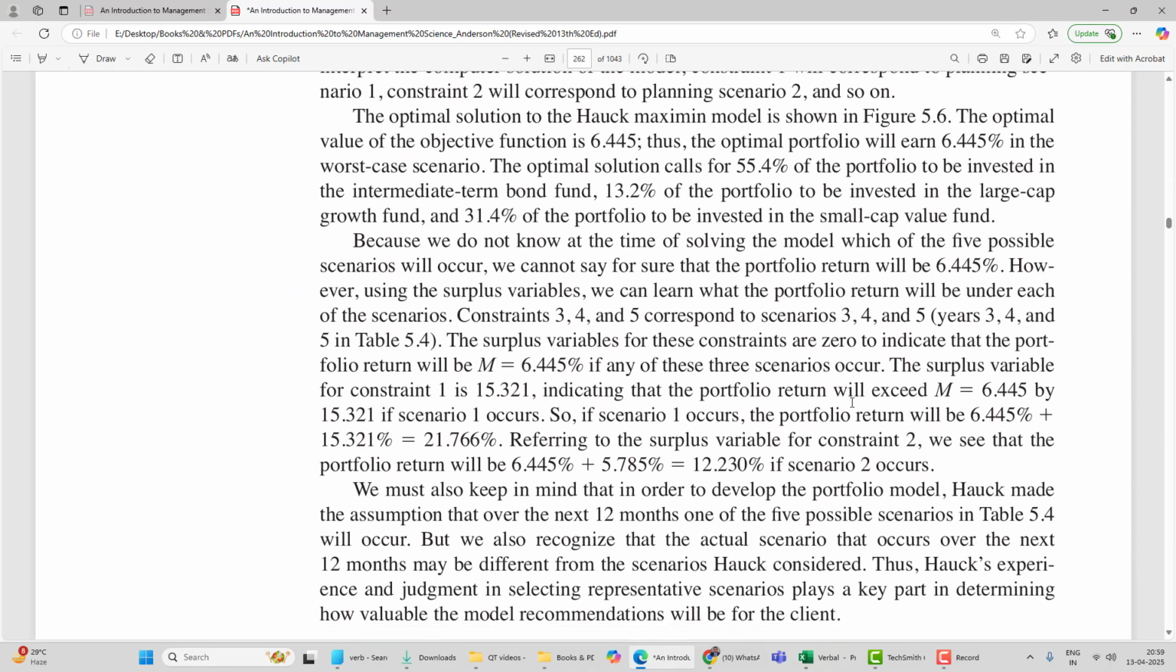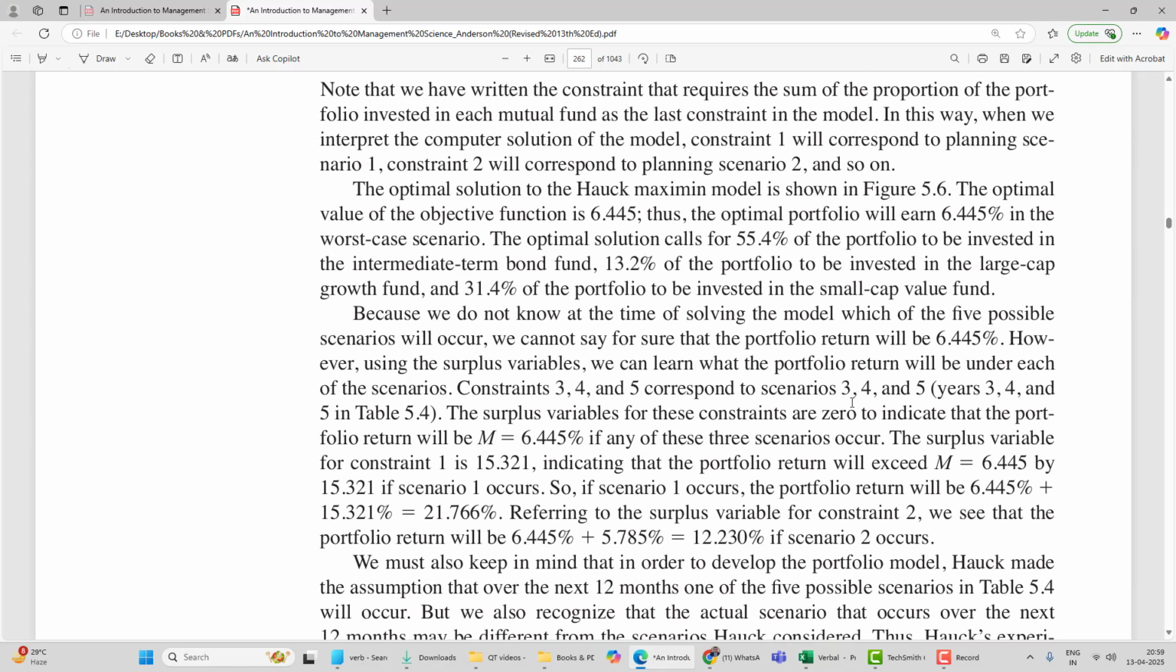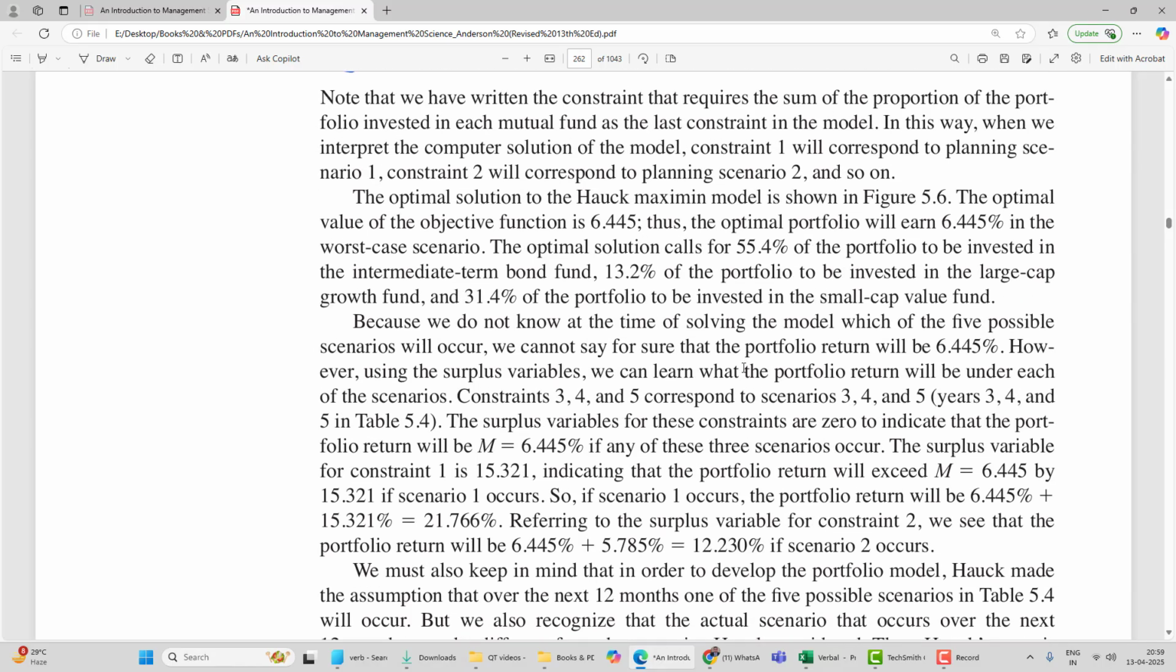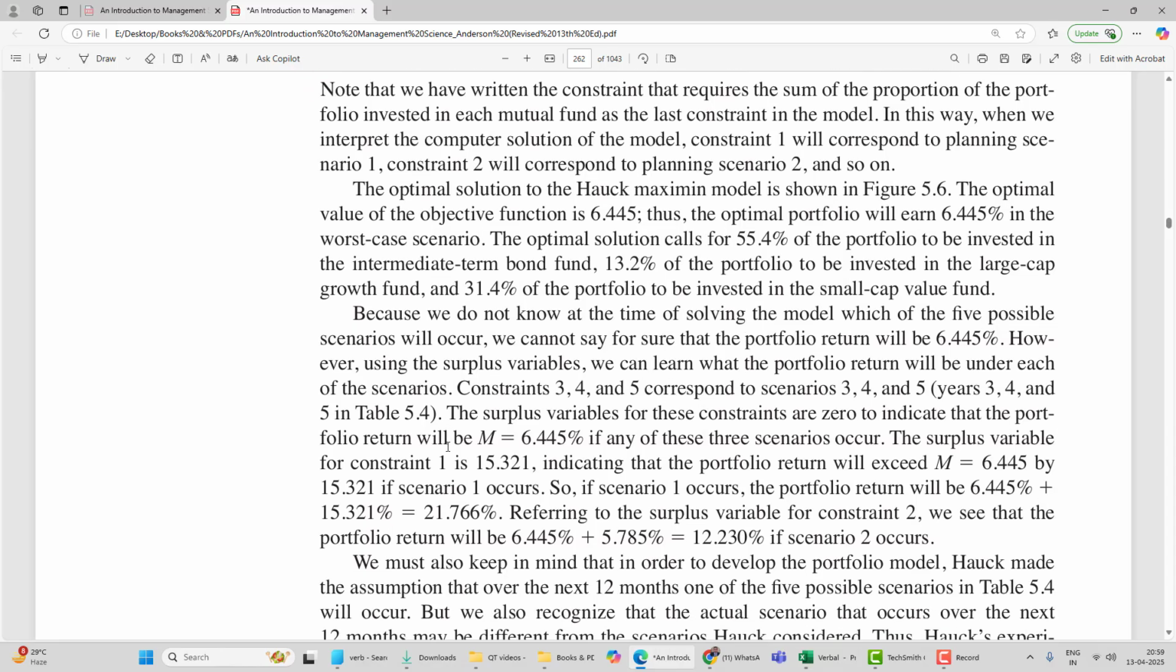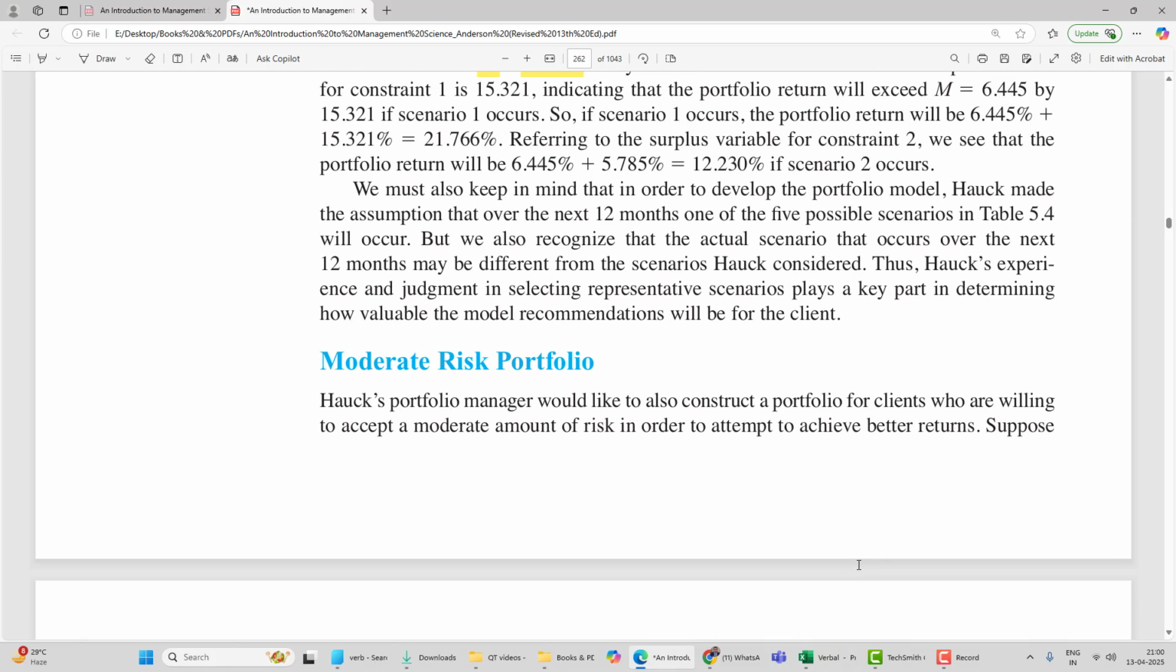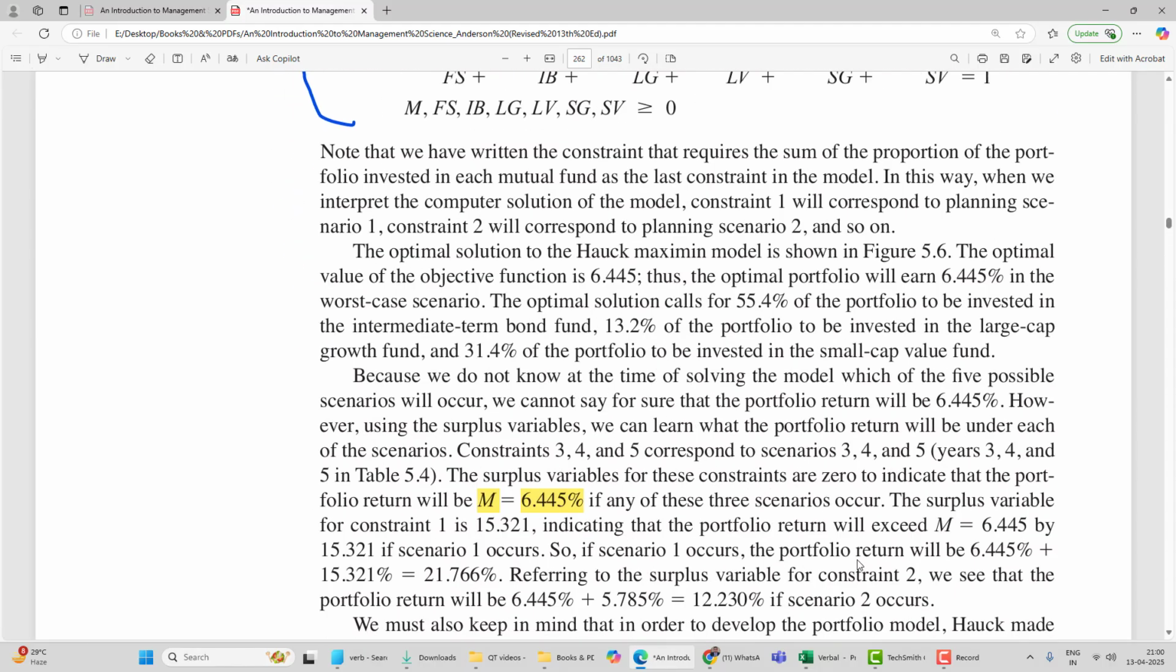So when you run this model on the Excel Solver, we will get that M value. If you see here, we are getting that M value somewhere here. This is my return M, 6.445. So in this scenario, we can assure 6.445 as the return. That is the minimum return you will get in whatever scenario repeats in the coming year.